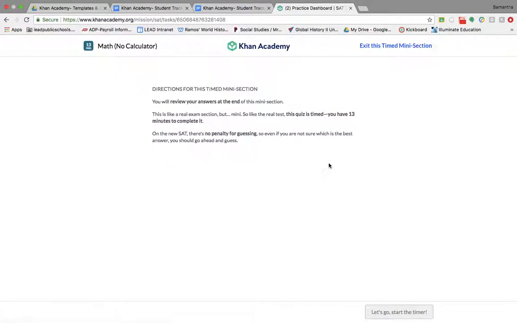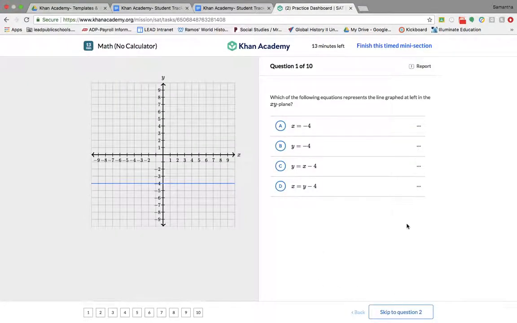So you hit start this mini section. You'll read through the directions. It's always very important. And it says, let's go start the timer. What's super important is it's going to have a timer up here, so it will kick you out if you try to go above the 13 minutes or however much time you get. So making sure you're reading, you are trying to figure this out.